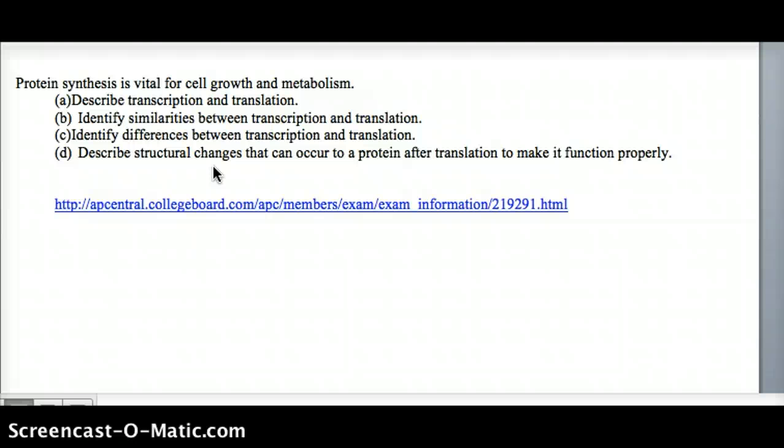You might want to say that the entire DNA is the same in every cell in a body, but the segment of messenger RNA that's being transcribed is only the part that's necessary to make the protein. And then lastly, the structural changes that can occur to a protein after translation to make it function properly. So there we're talking about going from the primary level of a protein, amino acids linked by peptide bonds, into being folded and twisted and made into the shape that it's supposed to be.